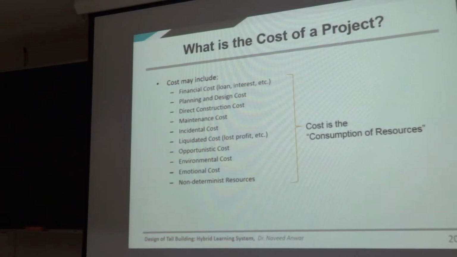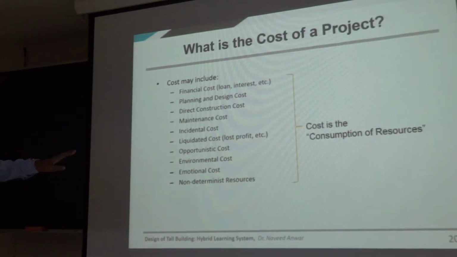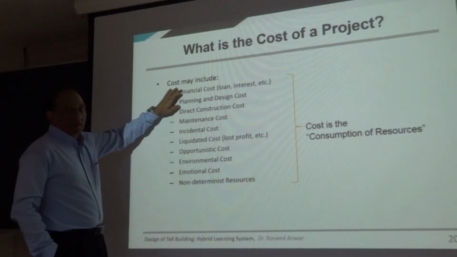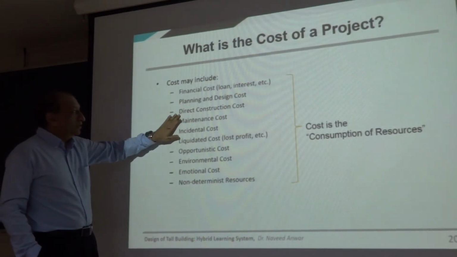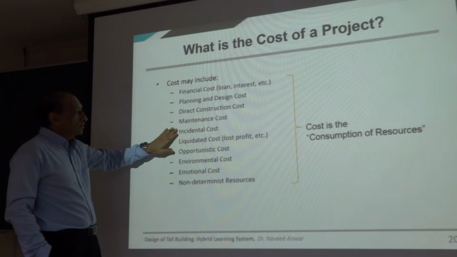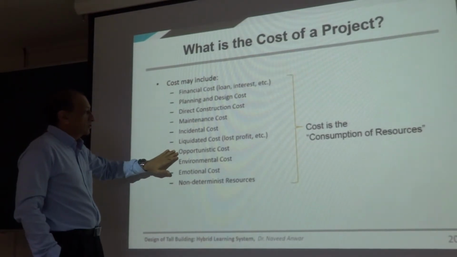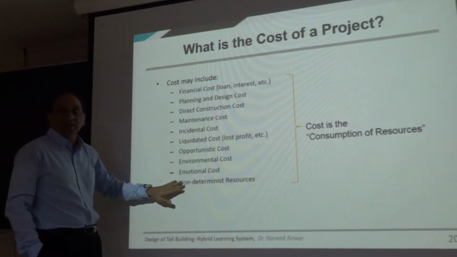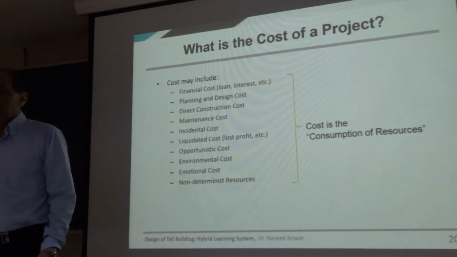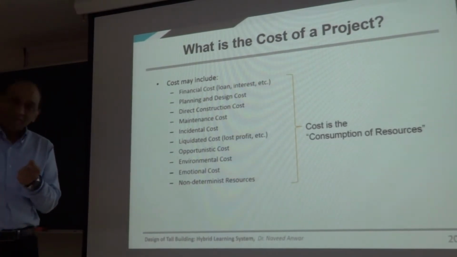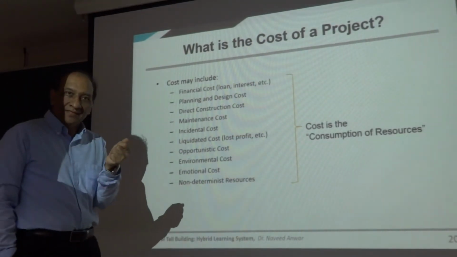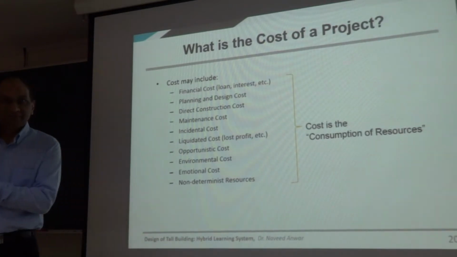So we have to make sure that we look at the cost, and also remember cost has so many levels: financial cost, planning cost, construction cost, maintenance cost, incidental cost, liquidated cost, opportunity cost, environmental cost, so many costs. For example, the cost of getting a loan to build a building and paying the interest is far higher sometimes than other things, right?